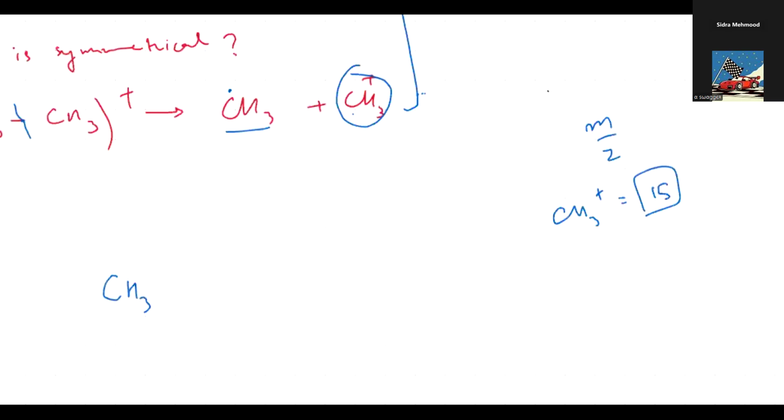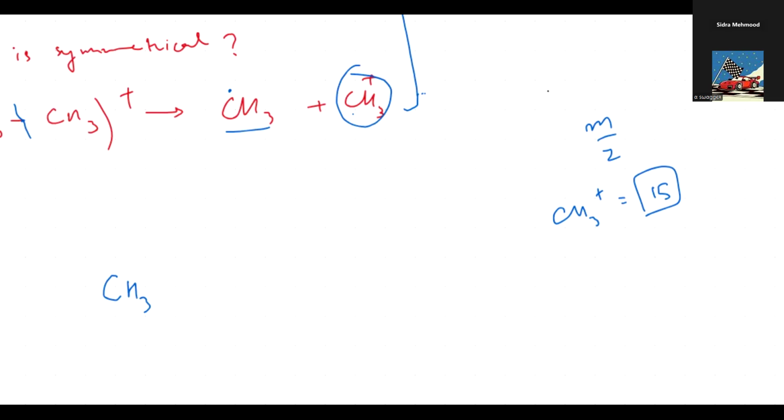So we were discussing this one. If this compound is symmetrical, you're getting the same radical and the same cation being formed. In the contents of your book, we are not getting any of the asymmetrical components. All are symmetrical.